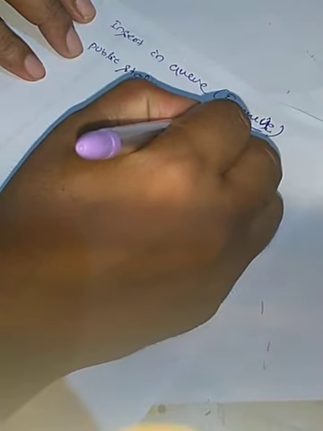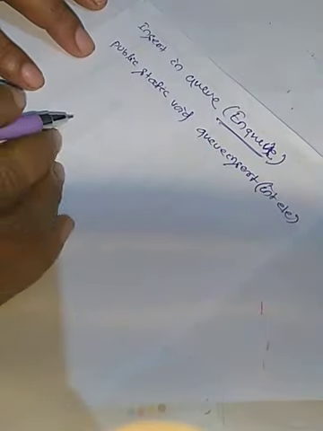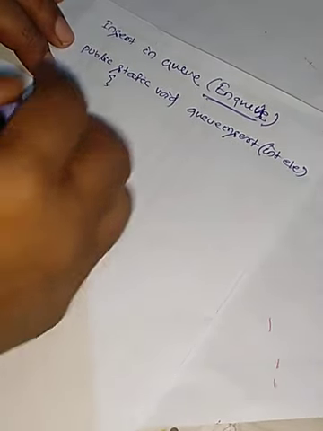Public static void queue insert method, int element. So we will pass the element to be inserted. Before inserting, we have to check whether the queue is full or not.